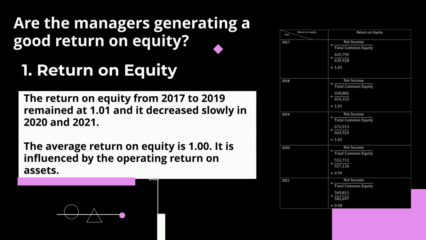Last but not least, the return on equity from 2017 to 2019 remained at 1.01 and decreased slowly in 2020 and 2021. The average return on equity is 1.00. It is influenced by the operating return on assets, which has been constant for the previous 3 years and slowly declined over the next 2 years. This indicates that Nestle Malaysia Berhad is not good at generating shareholder value because the company is unable to reinvest its capital, leaving it in unproductive assets.